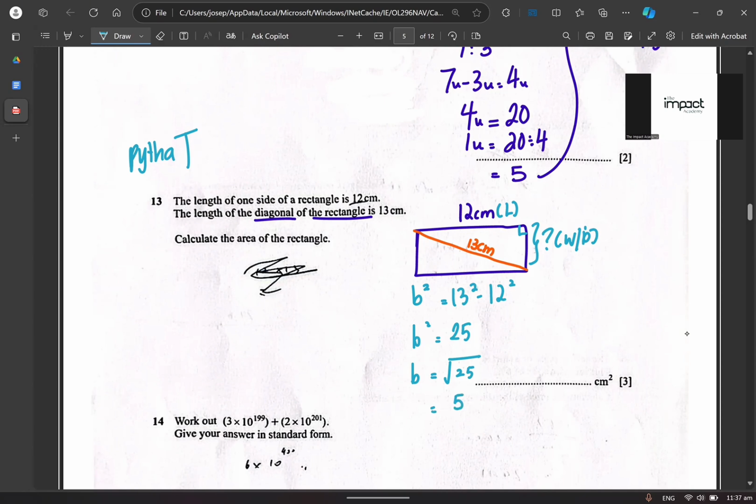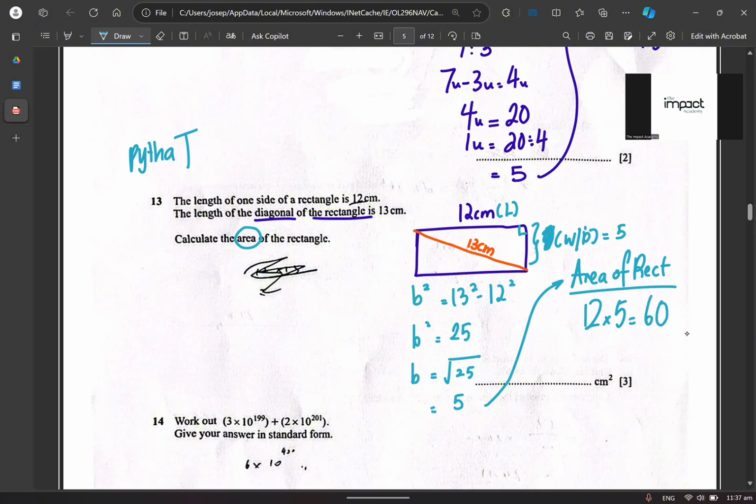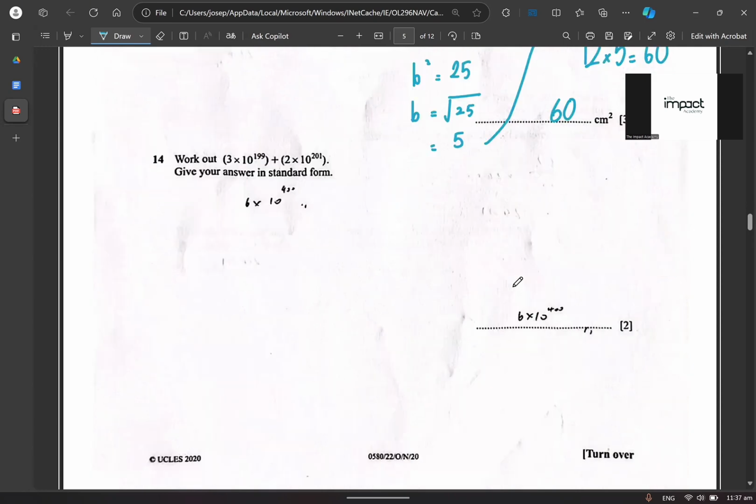Agree so far? But this is not my answer because the question is testing you to see whether you know how to find area. So now I know this is 5, so I don't have to have the question mark anymore, correct or not? So how do I find the area of a rectangle? 12 times 5. Very good. 12 times 5, which gets you to an answer of 60. Do you agree or disagree? All right, so therefore, this is your answer for this question. Okay, we move on to the next one.